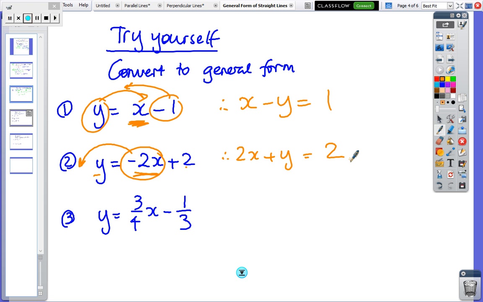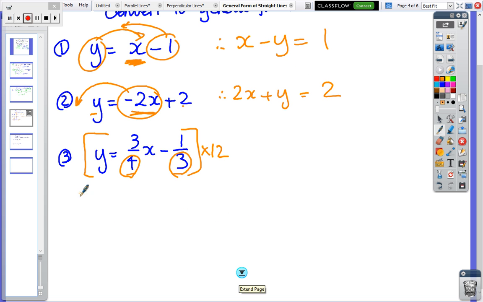In the next one, we've got fractions, 4s and 3s. So the first thing I'm going to do is get rid of the fractions. The lowest common denominator of 4s and 3s is 12, so I'm going to multiply everything by 12 to start with. So I've got 12y. Now 4 into 12 goes 3 times, so I need to triple that number. So that's going to turn into 9x. Then 3 into 12 goes 4 times, so I have to multiply that number by 4.